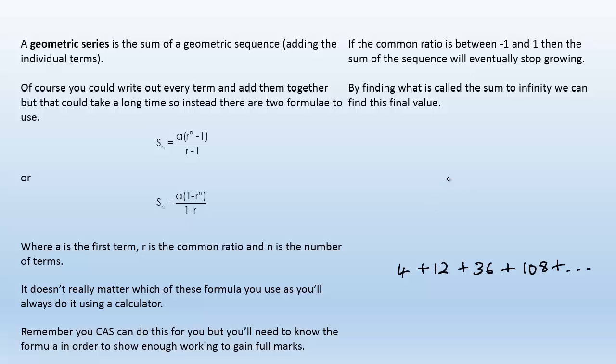What happens is the sequence never actually gets there, but it gets closer and closer and closer, but never gets there. The formula for the sum to infinity is just a over 1 minus r.